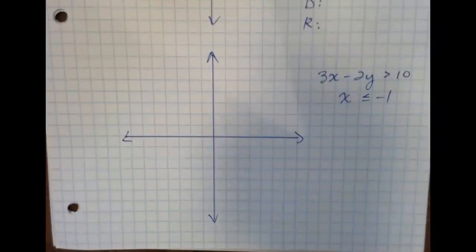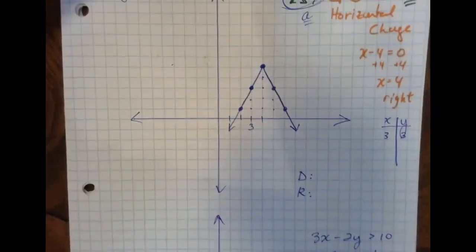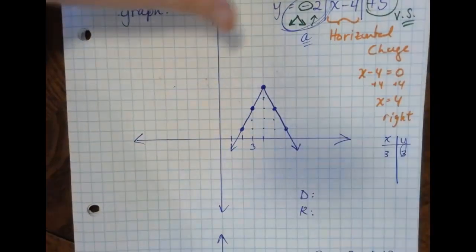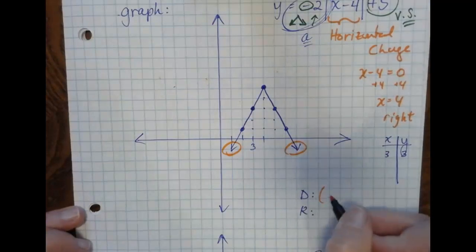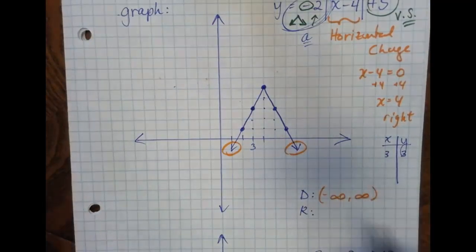Next, we have a system. Oh, we should do domain and range before I get away. Domain, please note, this goes to the left forever, this goes to the right forever. The domain is all real numbers.